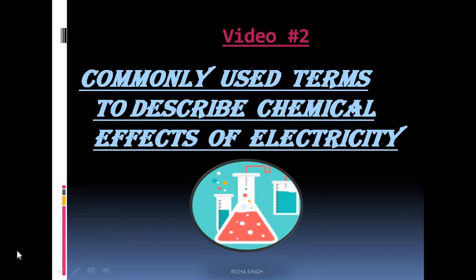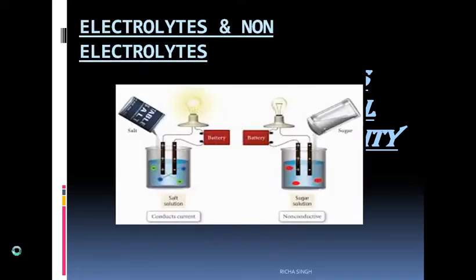Now, before going to the next part of the chapter, I would like to explain some of the terms which we have to study in this chapter for more understanding of chemical effects of electricity, because there are certain terms which need to be learnt by all. So this presentation will have all those terms which are used in chemical effects of electricity. The first one is electrolyte and non-electrolytes.